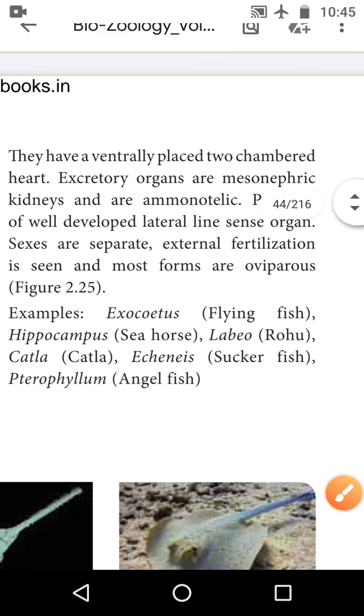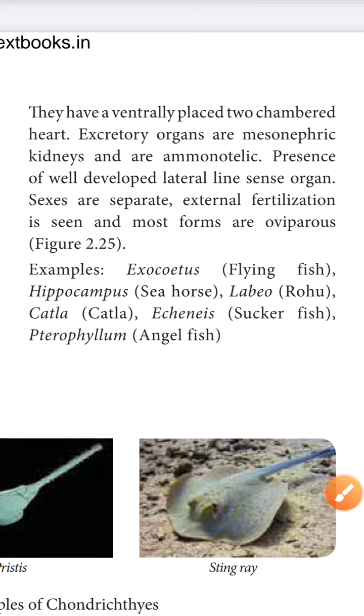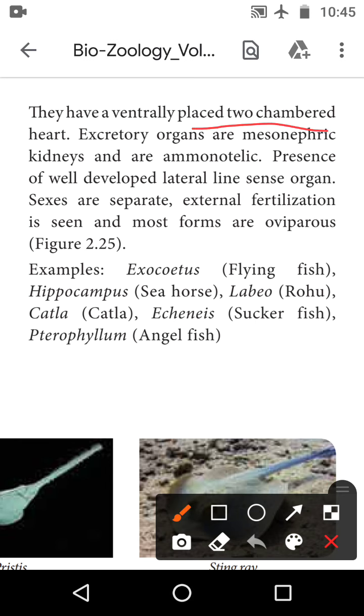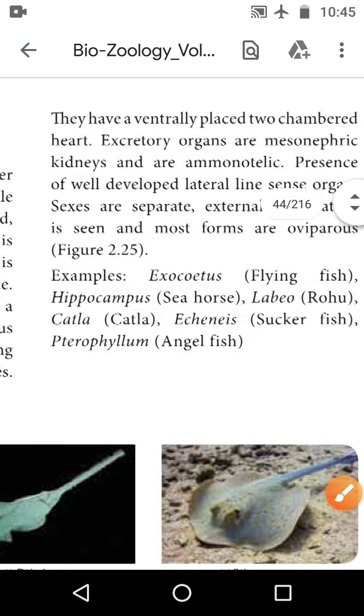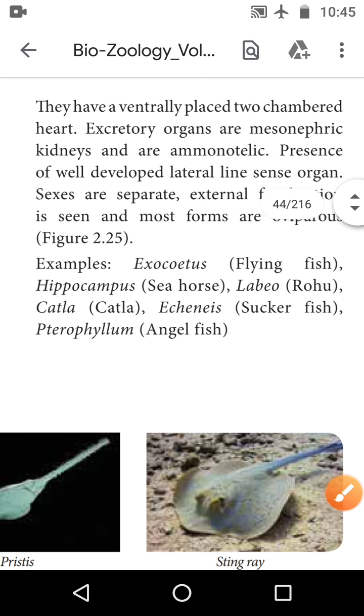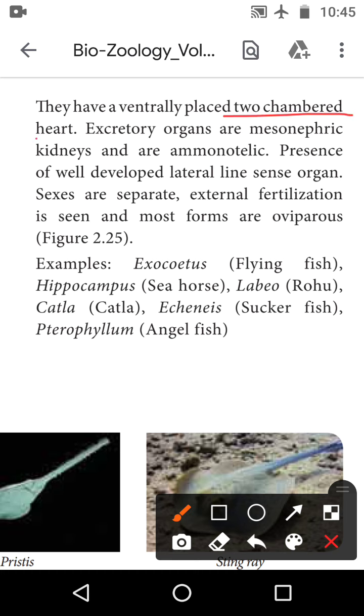They have a ventrally placed two-chambered heart. Normally in the fish family, how many chambers does the heart have? Two chambers. What are the two chambers? One auricle and one ventricle. Okay. The excretory organ for elimination is the mesonephric kidney.